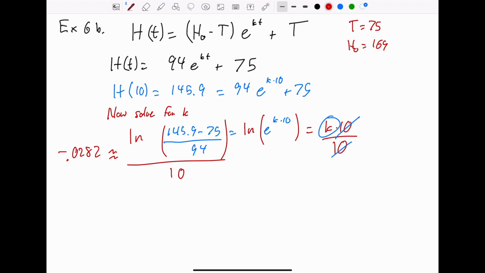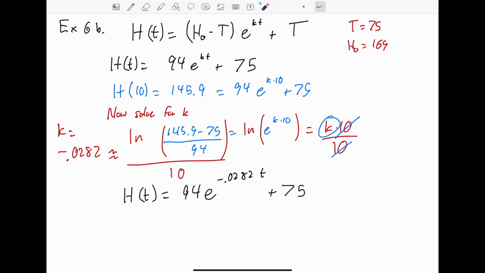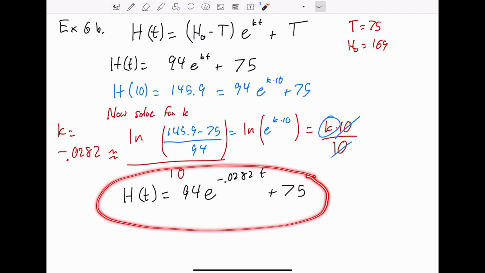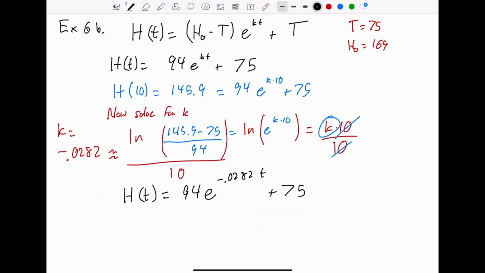Now that I've got the value for k, I'm going to take this value for k and plug it up here into the equation that describes the temperature of the object. So here's my grand final answer for the equation that describes the temperature of the coffee at any point in time: 94 e to the negative 0.0282 t plus 75. So for my specific example with my cup of coffee, I could find the temperature of the coffee at any point in time simply by plugging in t values, and that would give me the temperature of the coffee. So here's the answer for part B.